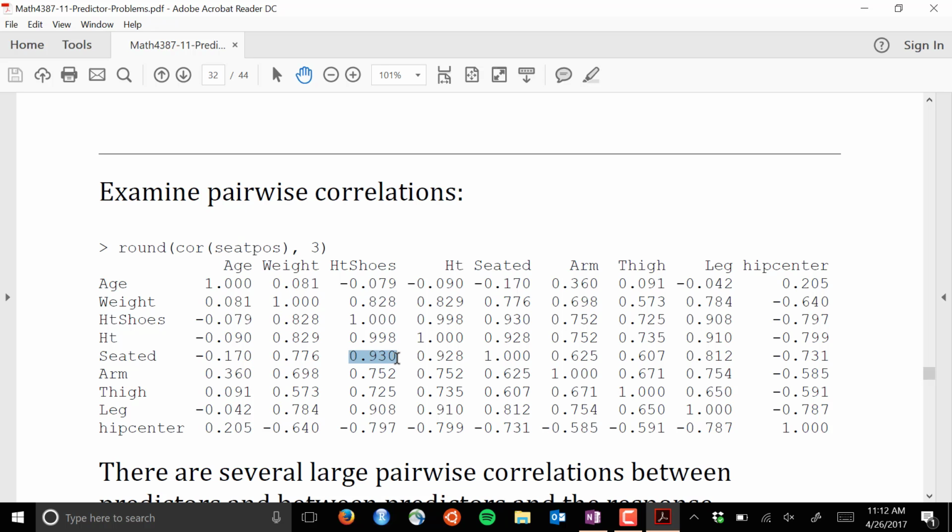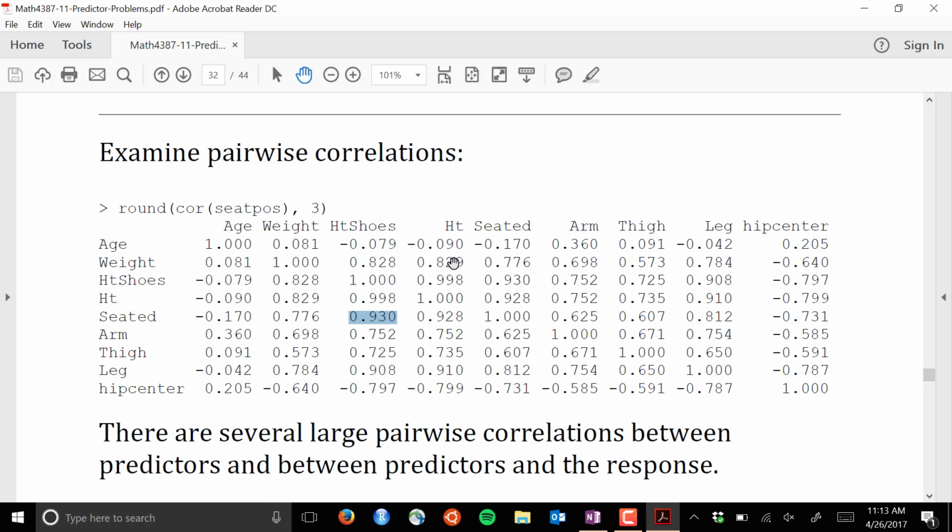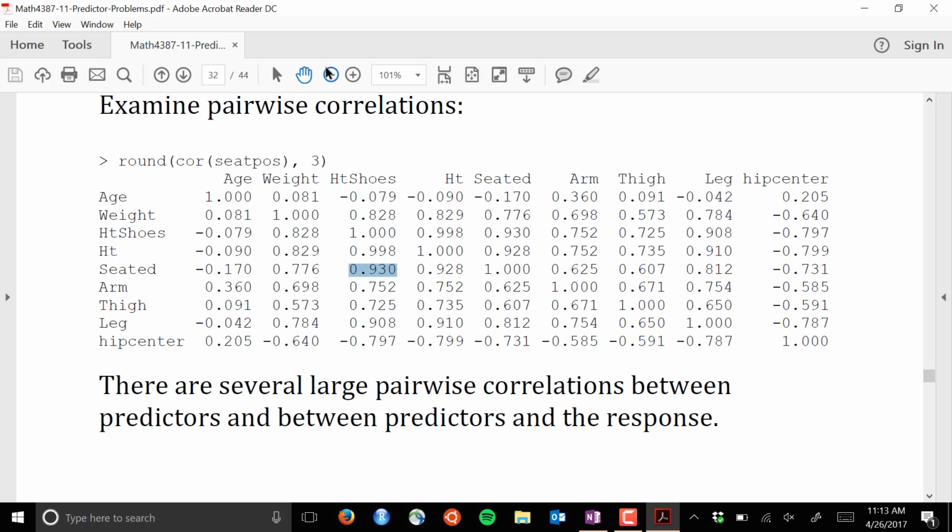Even seated and height shoes has a very large pairwise correlation. And you can see there's a number of other ones. We actually have a lot that are more than 0.5, and we have some negative correlations here, but even that's a problem because a large negative correlation is still a strong correlation between variables. So just from looking at the pairwise correlations, we can see that we have a problem with collinearity, especially height and height shoes, but there's definitely some other ones that we're going to need to consider in our analysis.